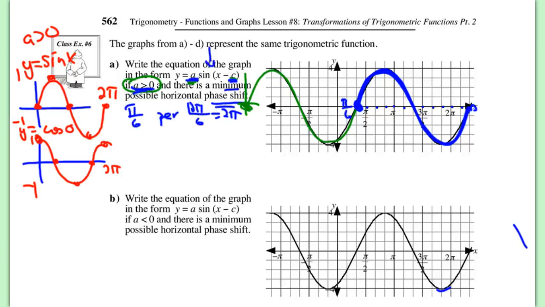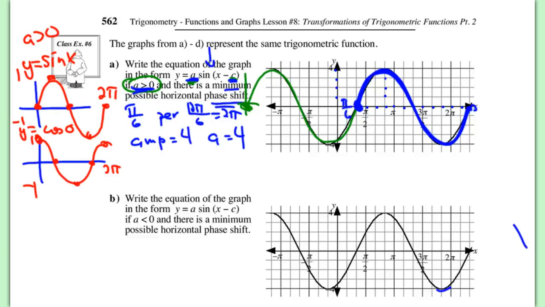So now I really just need to check, because of the a, what's the amplitude? And I can see that my scale is 1, 2, 3, 4. It's a 1-to-1, so my amplitude is 1, 2, 3, 4. So because my amplitude equals 4, then therefore a would equal 4.